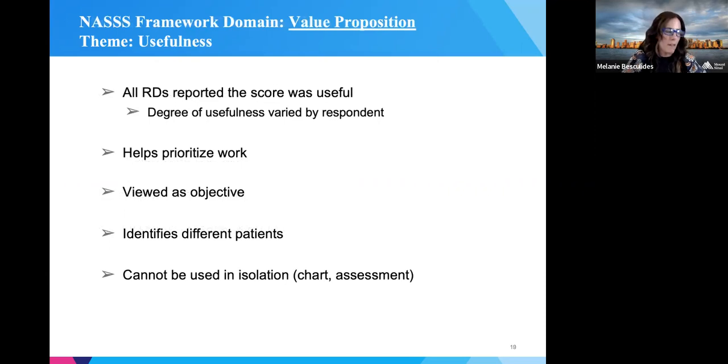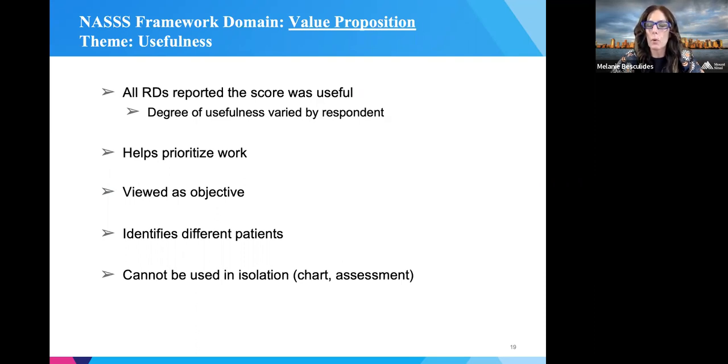And then turning to the value proposition, which is what's the desirability, efficacy, safety, and cost effectiveness of the technology. So under here, we put a couple of different themes. One of them was usefulness, and this is a really important theme, obviously, because we want RDs to find the data output useful. And all of them did report that the score was useful.